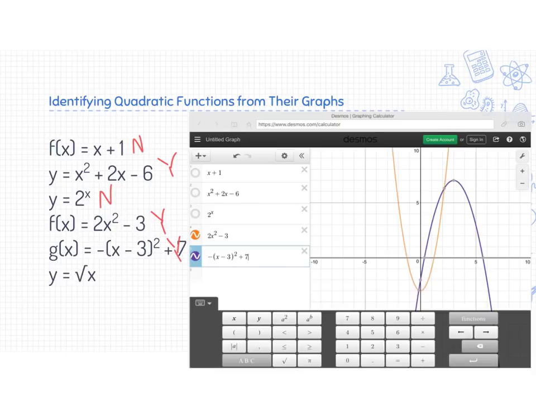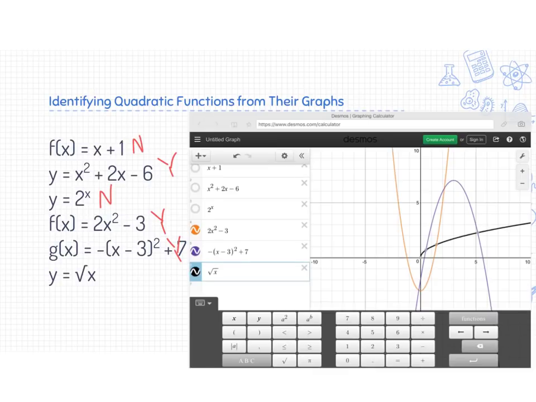And our last one is the square root of x. So we do get a little bit of curve, but it is now kind of opening to the side and does not have that other half to it as well. So this one would be no.